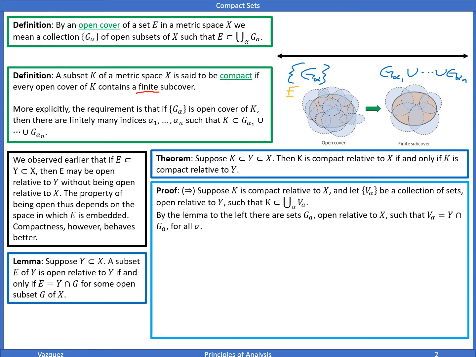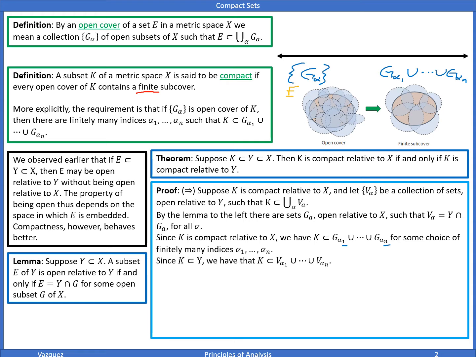And again, if you want, you can pause this video to see how it relates to the lemma. Here we're using V sub alpha, so whatever alpha you choose, V sub alpha is equal to the intersection between Y and that G sub alpha corresponding to whatever alpha you chose. And this is true for all alpha. Well, that means that since K is compact relative to X, we have that K is contained in some finite subcover, right? That's why we have from 1 to n, because it's finite, for some choice of finitely many indices alpha 1 through alpha n. So again, K is contained in some finite subcover of X.